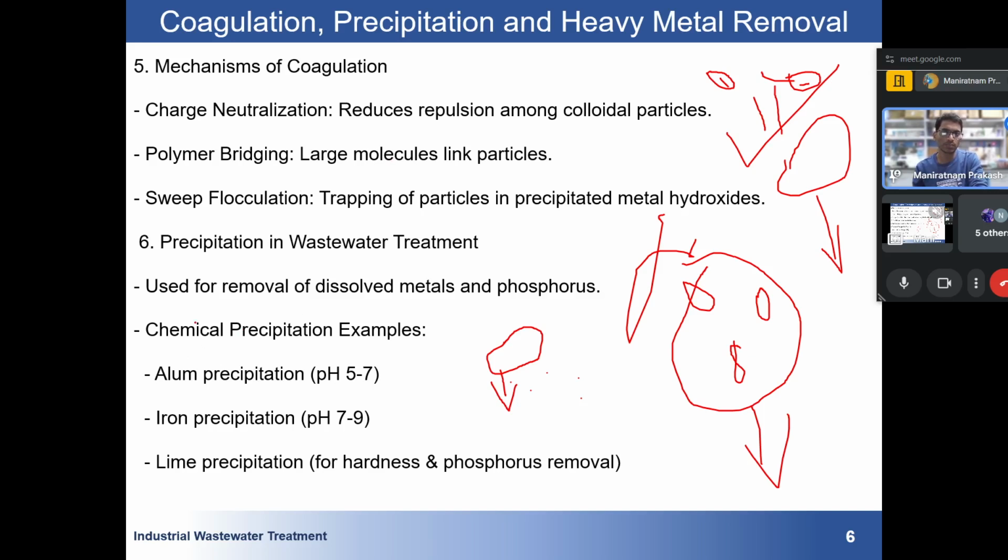Precipitation in wastewater. This thing I was saying: the pH range for alum is 5 to 7. Iron precipitation occurs at 7 to 9. Lime precipitation is for hardness and phosphorus removal. This method has been discussed, like how lime precipitation occurs, and how alkalinity is removed.